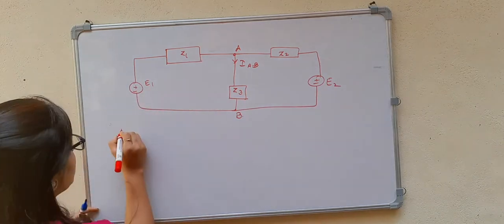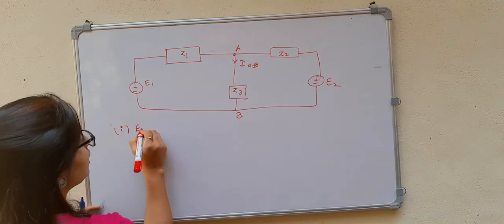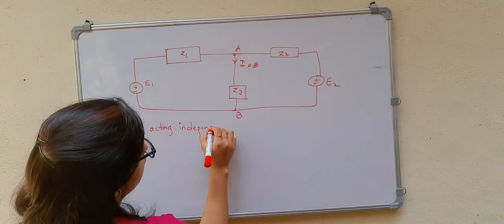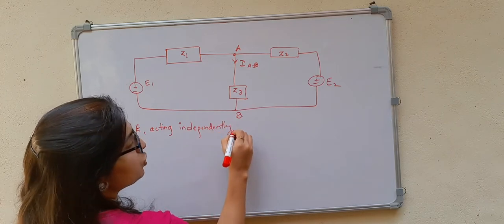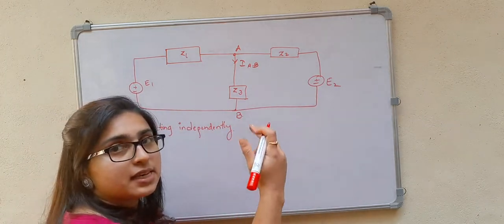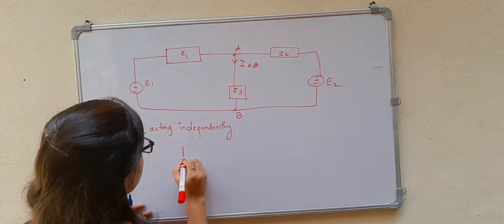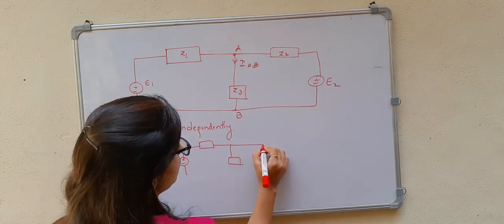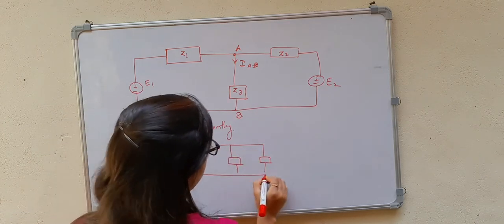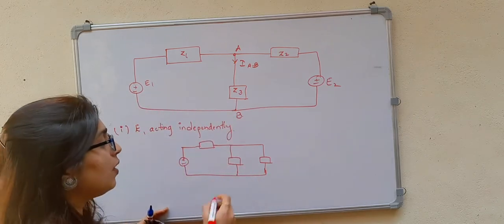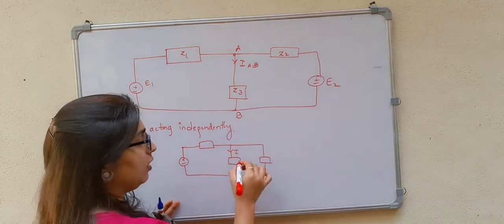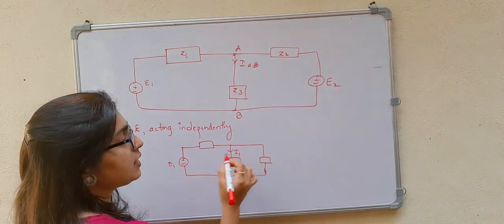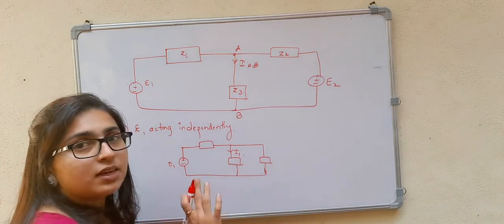So first case, I will consider E1 acting independently. E1 acting independently. In this case, you have to short circuit this E2. Okay, that is direct connection. Now your circuit will look like this. Okay, so now I will find the current I1. I will consider this current as I1. This is because of E1 acting alone. I1 is the current, okay, because only E1 is acting.